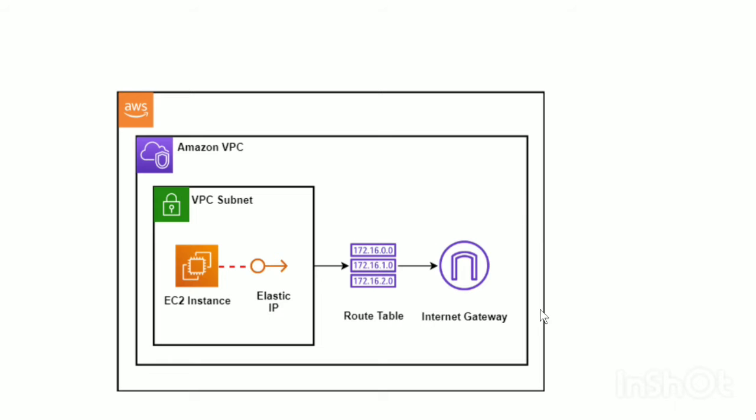Now the question is why we need an internet gateway. An internet gateway allows the instances inside your VPC to connect to the internet, and a route table is a set of rules for allowing the traffic.